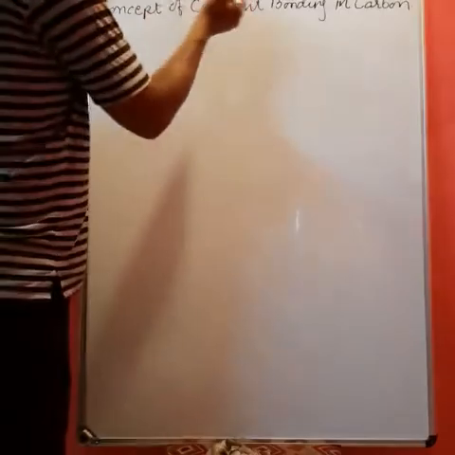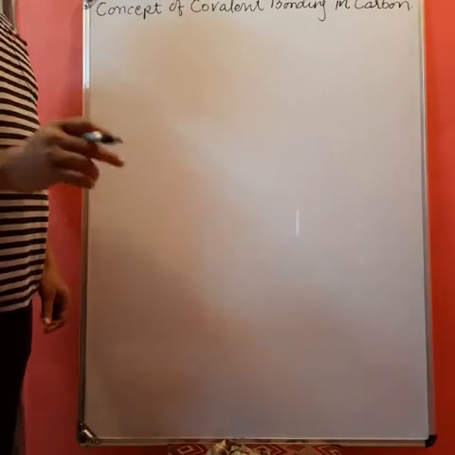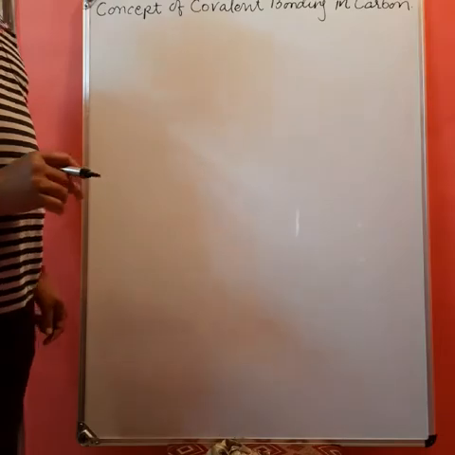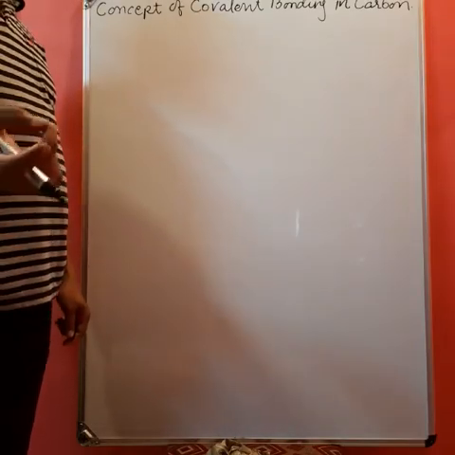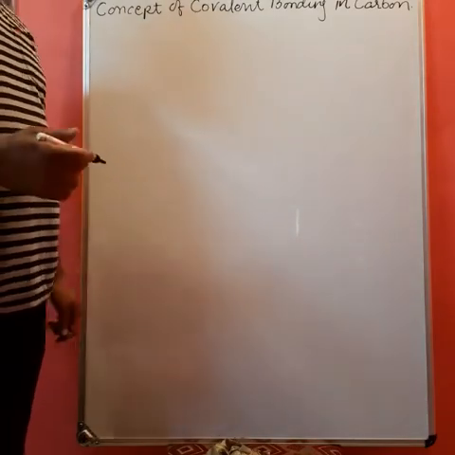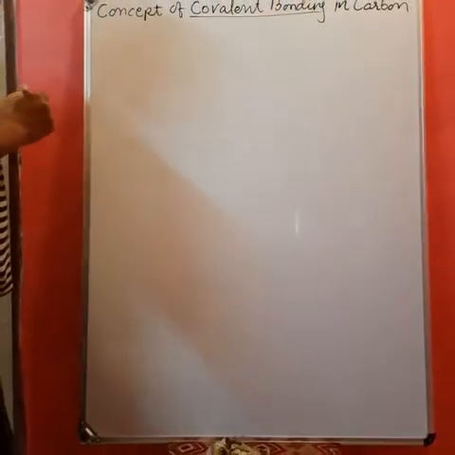Yes, student, earlier we have seen that to acquire noble gas electronic configuration, carbon cannot lose 4 electrons or gain 4 electrons. So what to do to be stable? To be stable, one more concept is there. What is covalent bonding?